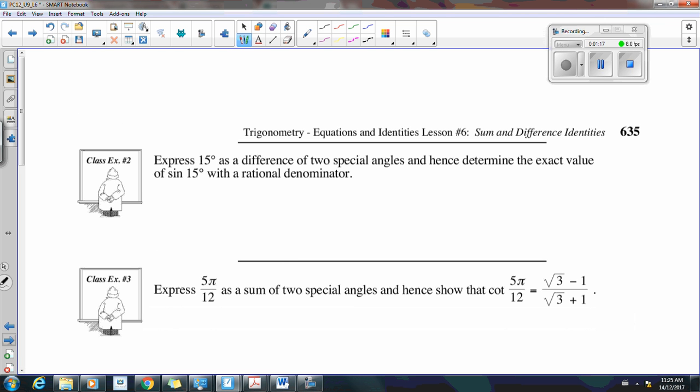Example 1: express 15 degrees as a difference of two special angles and hence determine the exact value of sine of 15 with a rational denominator. The special angles are always the ones on our unit circle, like 0, 30, 45, 60, 90, and usually we end up using the 30, 45, and 60. The reason we use those is because we know how to express those in exact values, so then we can express some more angles in exact values using those.